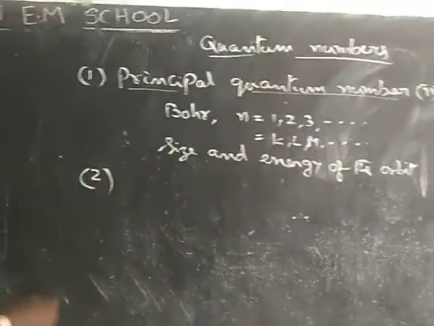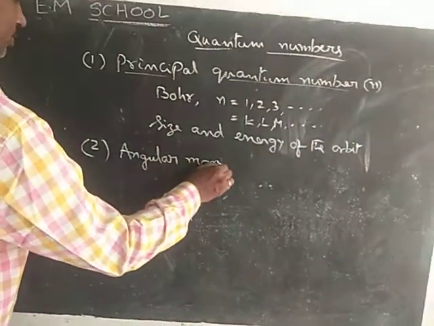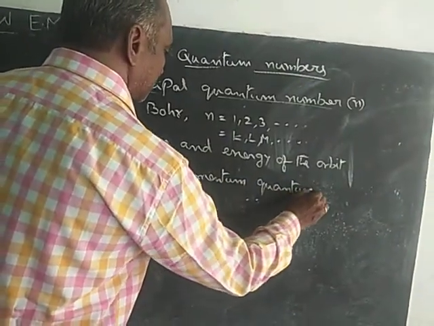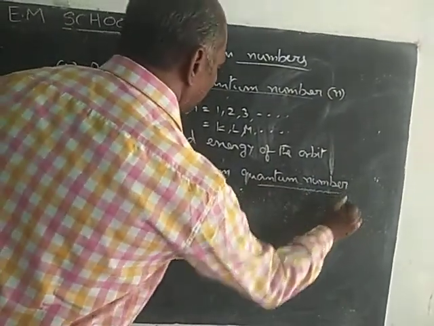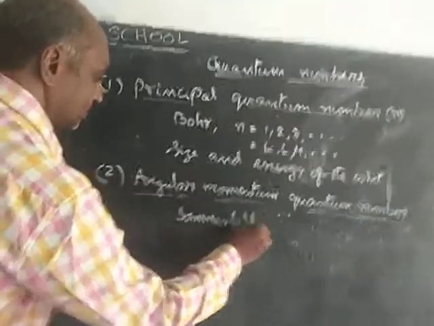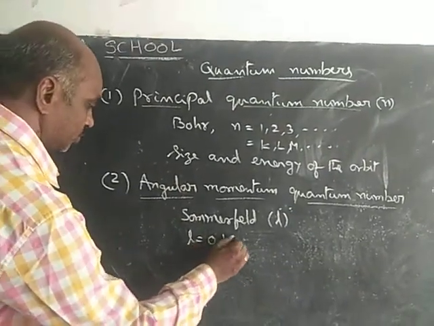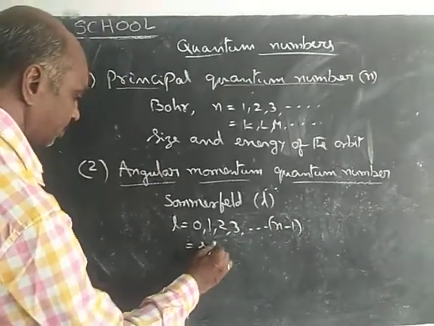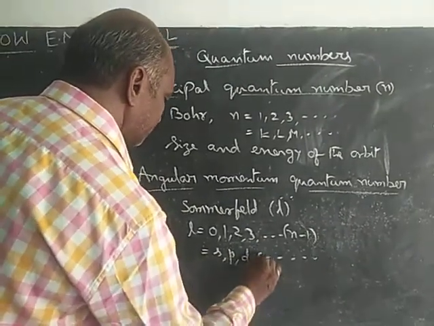Second one is the angular momentum quantum number. This angular momentum quantum number was proposed by the scientist Sommerfeld, denoted by the letter L. L value starts from 0, 1, 2, 3, etc., up to n minus 1. L value 0 means s orbital, 1 means p orbital, 2 means d orbital and so on.